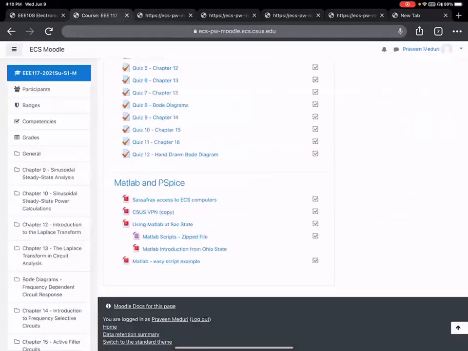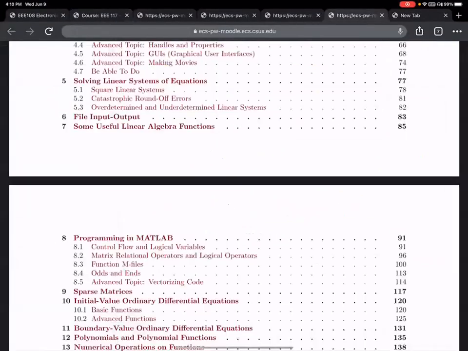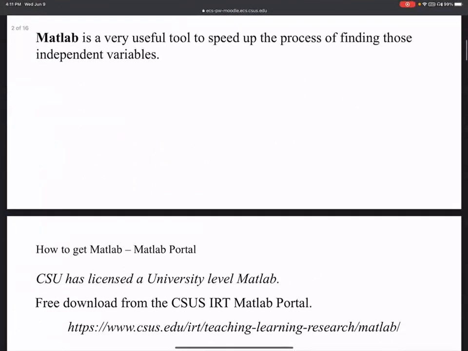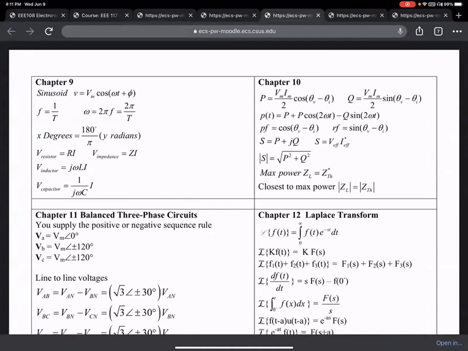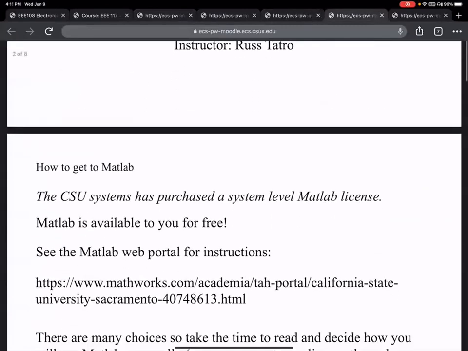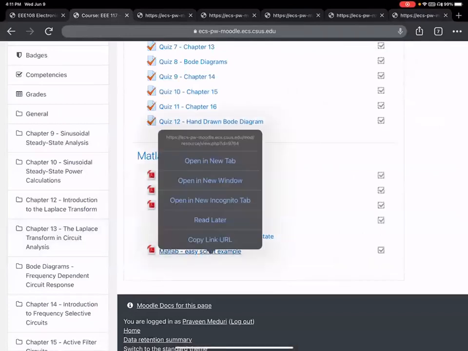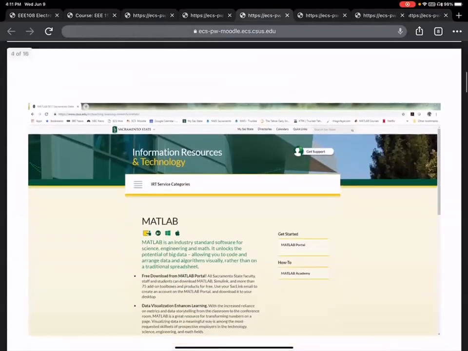Then, going back to the Moodle page, the very last file is actually this one. You can open it. The very last page is showing you some examples. Where did that go? I may have uploaded the wrong file. Let me see. Easy script. Open in a new tab. That's this one. Tips on speeding up right here. Yes, it is available, and the right link is available.